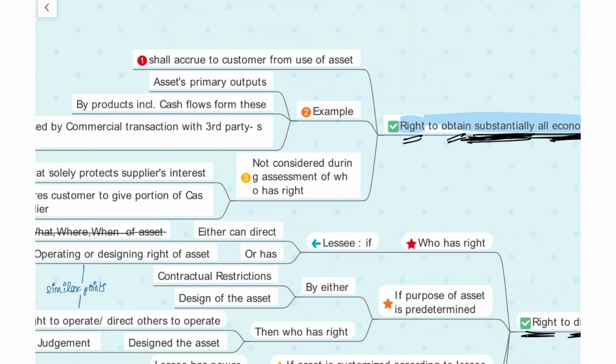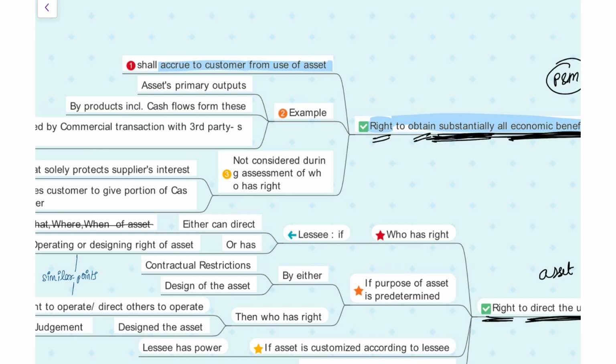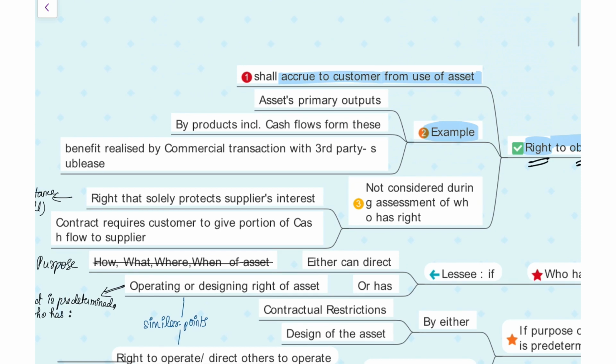So here the right should accrue to the customer from use of an asset. Okay. So here what they are telling you is after using the asset, the lessee should get all the economic benefits that we have understood. What kind of benefits can you get from the asset? Here there are three examples which are stated.